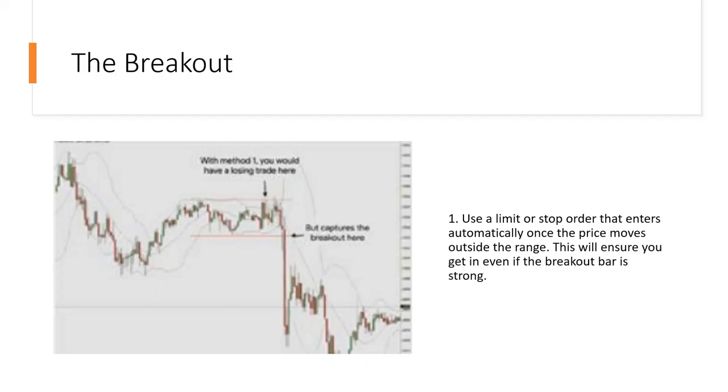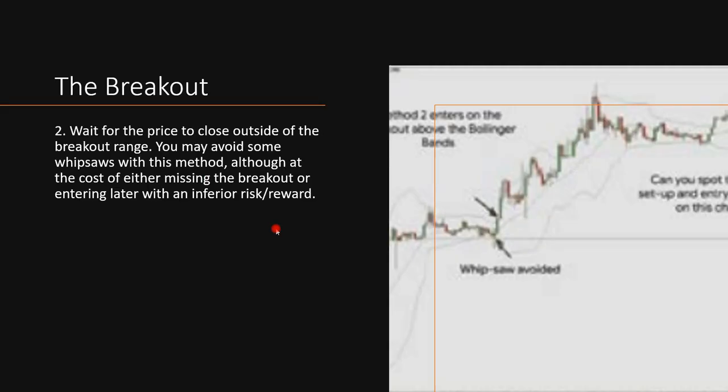Okay. And we can use breakouts. Breakouts are a great way to determine entry point. We can use a limit or stop order that enters automatically once the price moves outside of a range. So here we've got a range on our chart. And here basically we're using support and resistance levels. And we would set up an entry point when it bounced off of that top range, a stop loss right above, and we would be looking for a strong bar to initiate that trade.